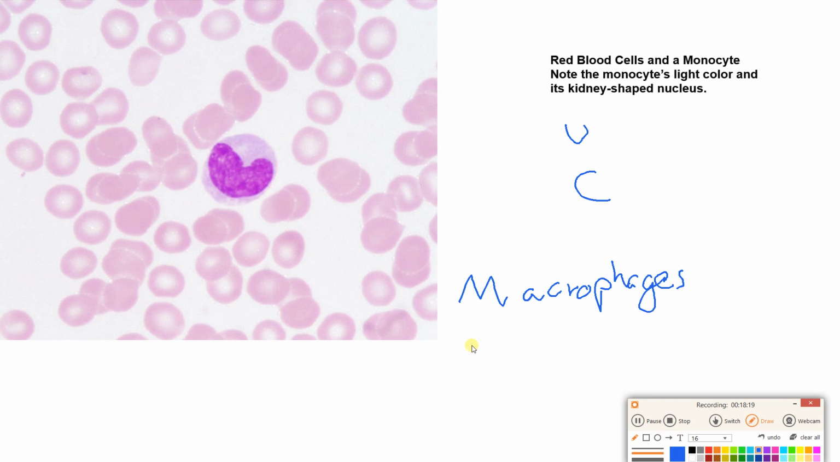And monocytes, about 6% in your white blood cells. I didn't mention it last time on the last slide, but lymphocytes are about 30. Okie dokie.